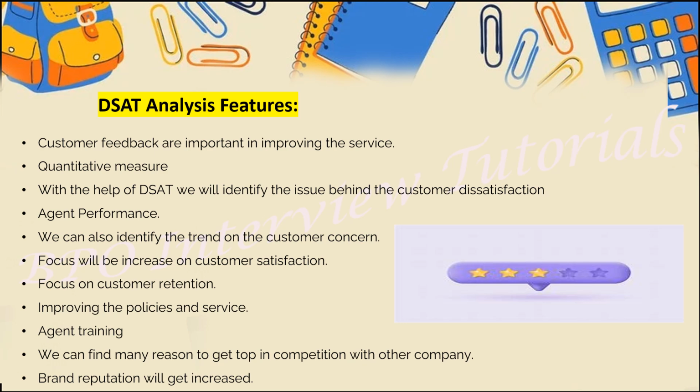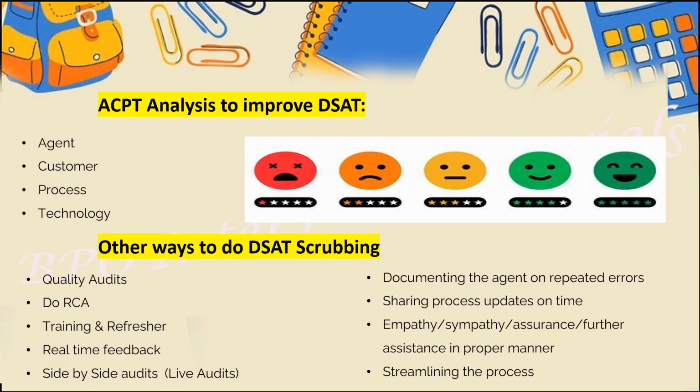And we have to see, on the basis of data, if we can make any changes to the policies, because sometimes the policy will also cause a lot of DSATs in customer satisfaction. Agent training, and we can also see what competitor brands are doing in order to improve the CSAT. That also we have to identify, and branding is very important. Let's see what are the ways you can improve the DSATs.